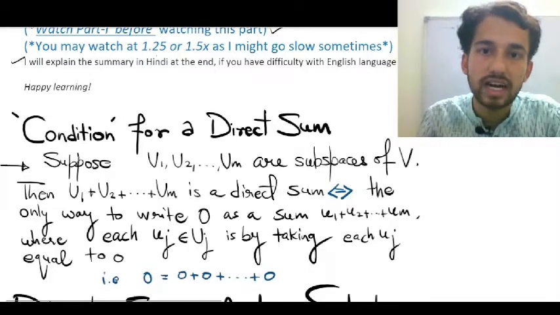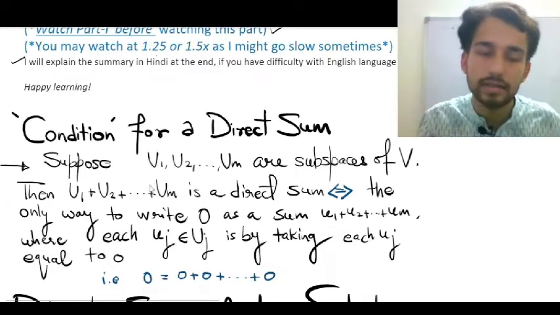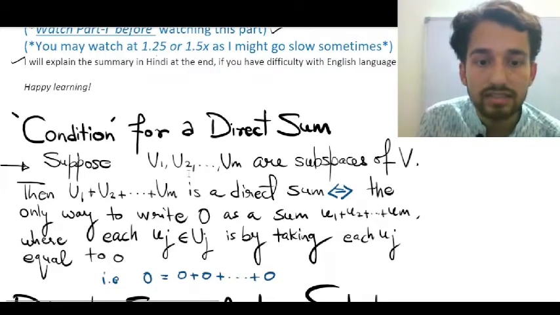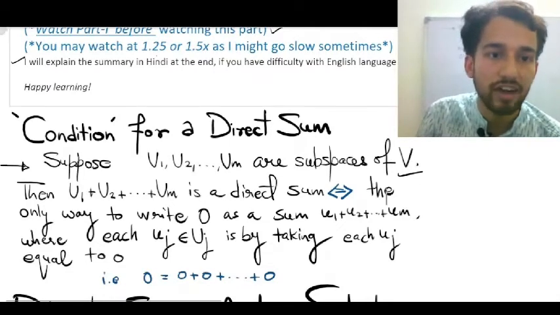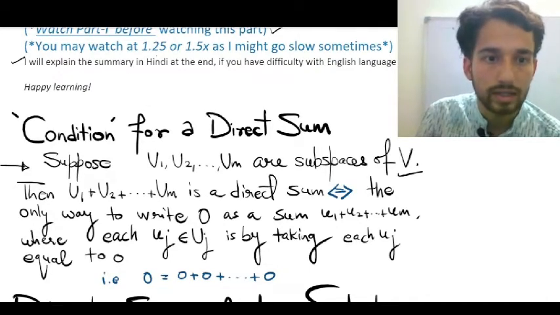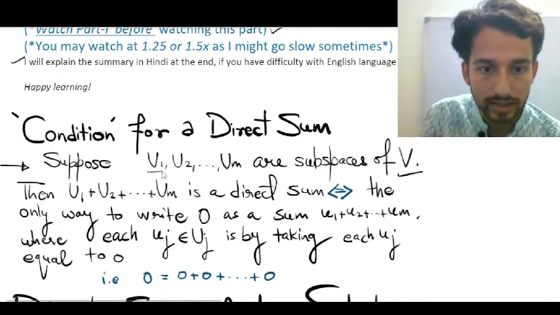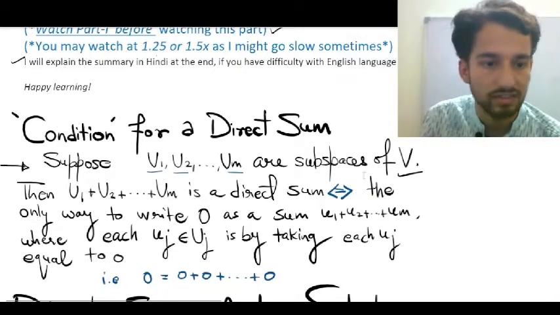So let's first start with the first result, that is the condition for a direct sum. Let's first try to understand the statement. Suppose we are given m subspaces of a given vector space V. V is some vector space and we have m subspaces, which I have denoted here by capital U1, U2 till Um. These are my m subspaces of the given vector space.